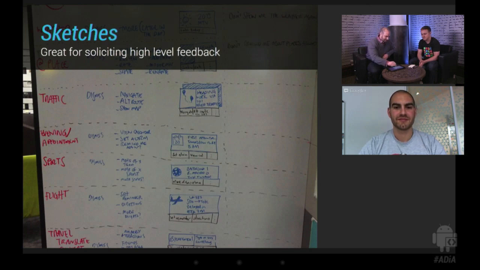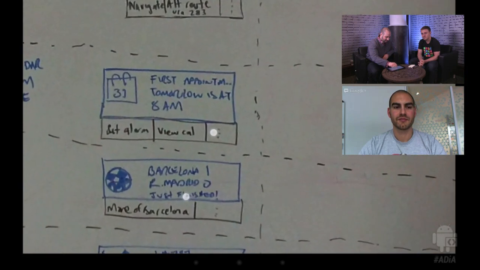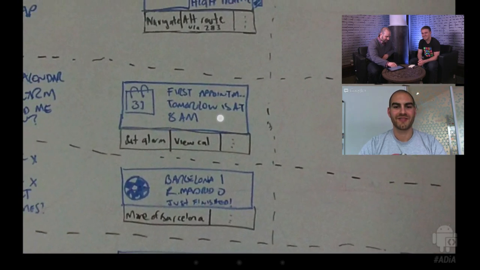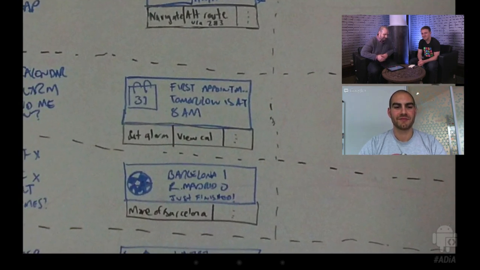And as you can see, not great at drawing perfect rectangles. But what's great about sketches is for soliciting really high-level feedback. When you show someone just a bunch of markings on a whiteboard like this, they're immediately engaged in the idea and coming up with their own ideas, and providing feedback at the level they feel is appropriate at this stage.